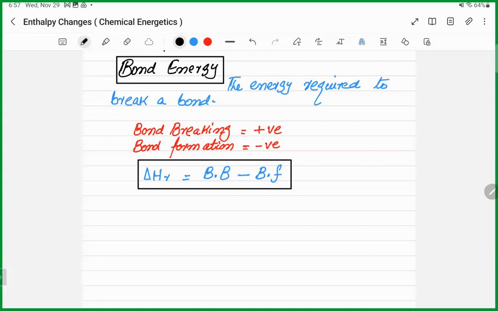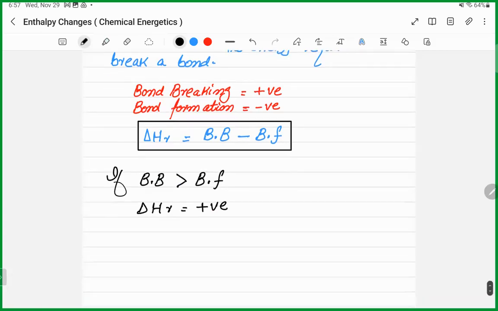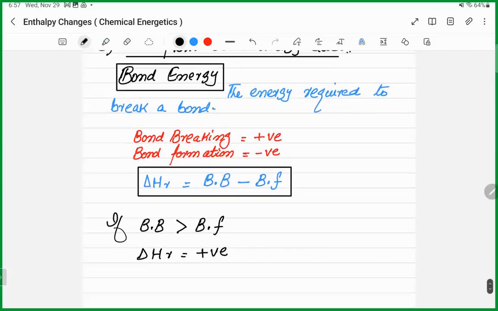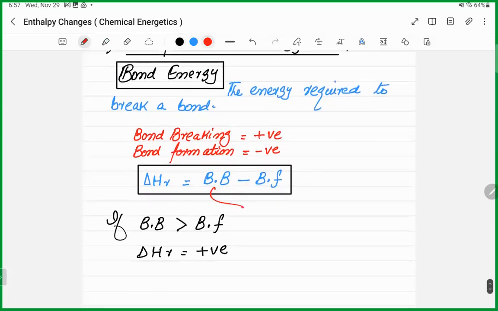Okay. Now, if the energy required to break the bond is greater than the energy released when new bonds are formed. Bond breaking क्या है? Bond breaking reactants की होती है, ठीक है? So delta HR की value आ जाएगी positive. The reaction is more endothermic, है ना? If the energy required to break the bond of reactant is greater than the energy released when new bonds are formed, ठीक है? ये बात याद रखना कि ये bond breaking आपके पास हमेशा होती है reactants की.